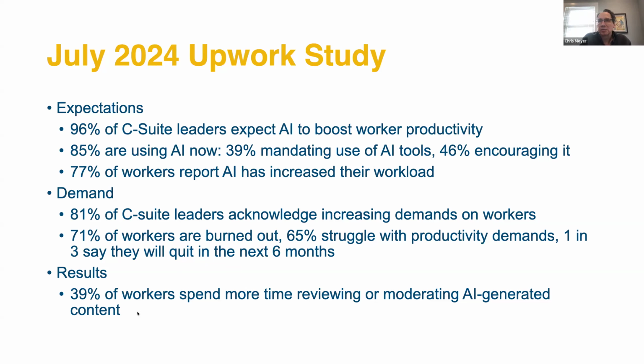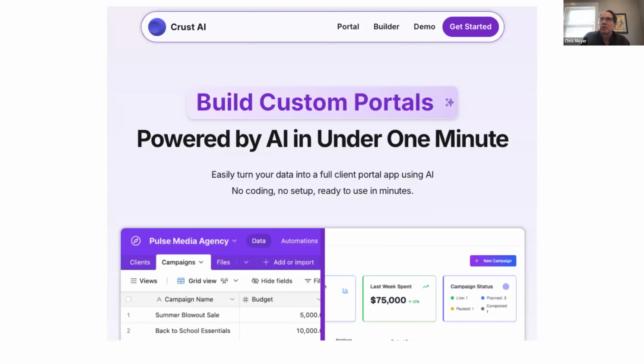And so you can see this last bullet point here, with 39% of workers spending a ton of time just reviewing or moderating content, basically adding responsibilities to their job and making it harder. People aren't happy about that, as you might imagine. But all that being said, AI is table stakes these days.